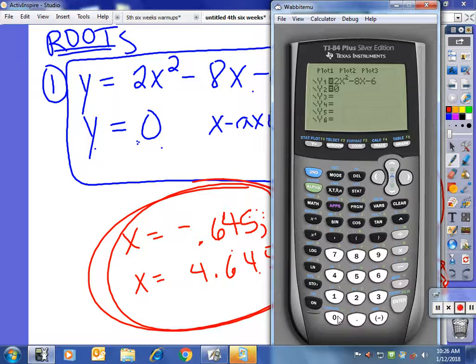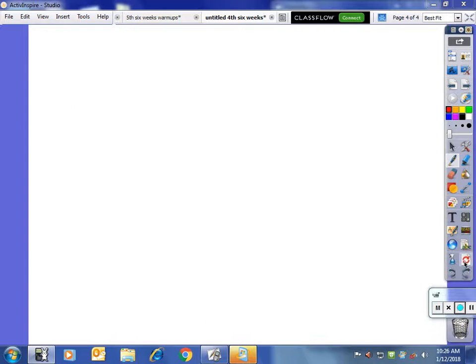If you know the y value but not the x value, this is how you have to do it. You put in y equals 0, and then you see where they intersect. All right, here's another one for you. Number 2.